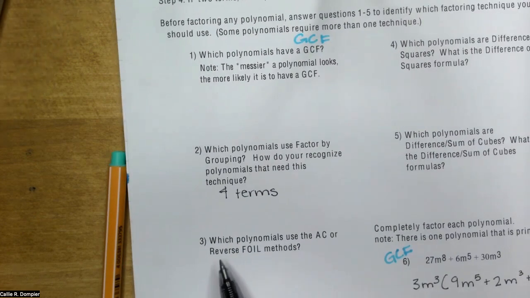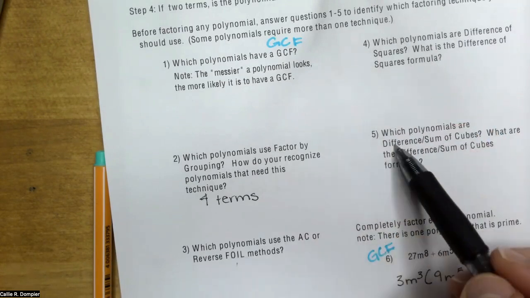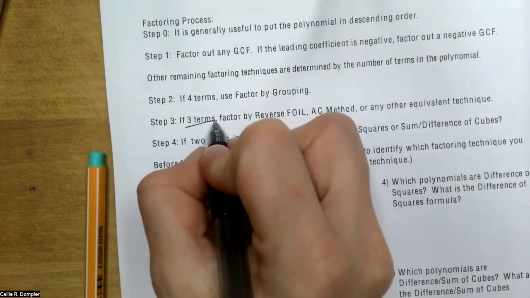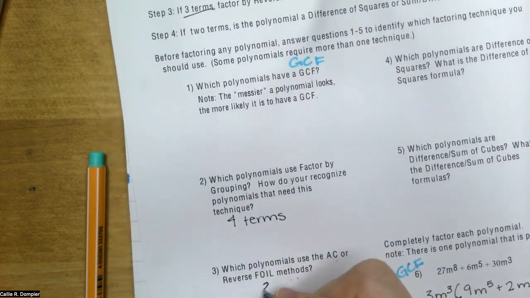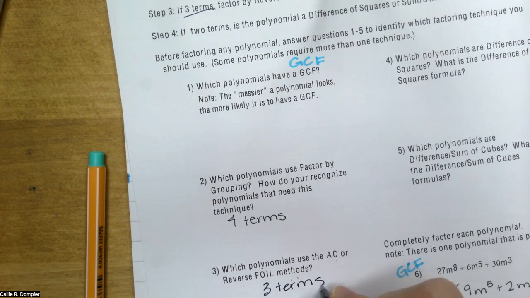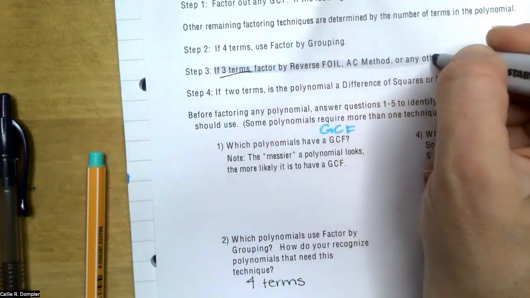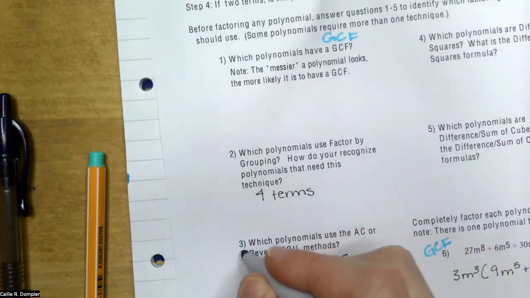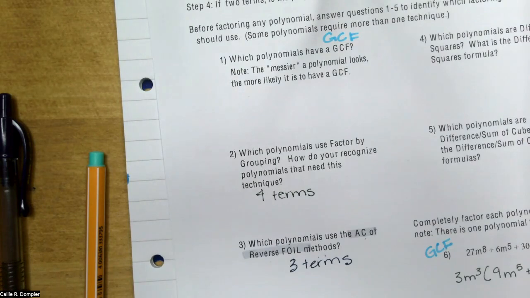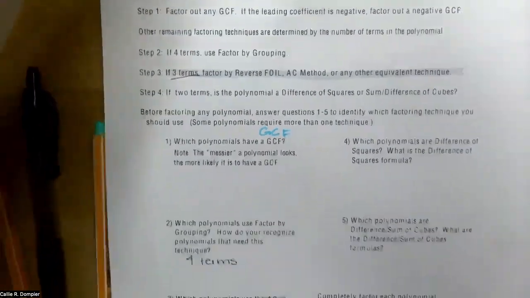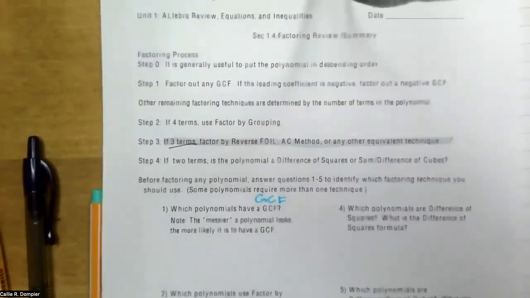part 3. I might skip part 3, go to 4 and 5, and then come back to 3. Okay. So it says which polynomials use the AC or reverse FOIL methods? Those are polynomials with 3 terms. Good. So if they have 3 terms, you use reverse FOIL or the AC method. I'm too zoomed in. I'm going to skip that.